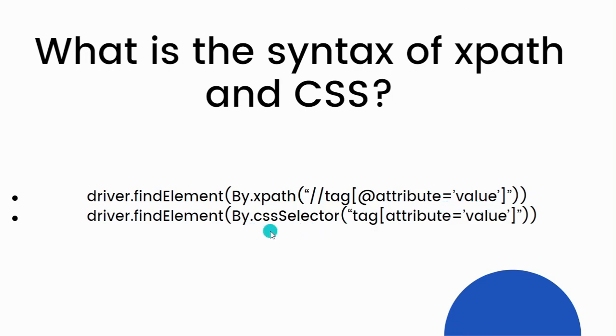And for the CSS selector, we'll write it as tag and, in square brackets, attribute equals value. It doesn't have the / and the @ for the attribute. So this is the slight difference we have in writing the xpath and the CSS selector.